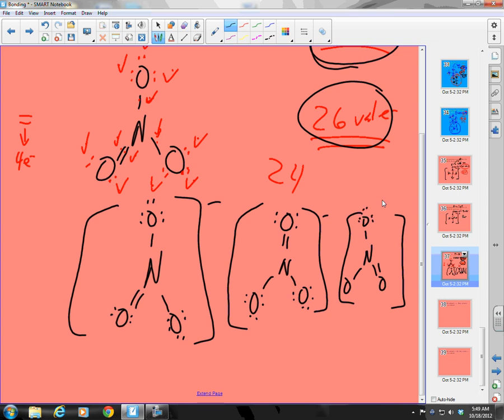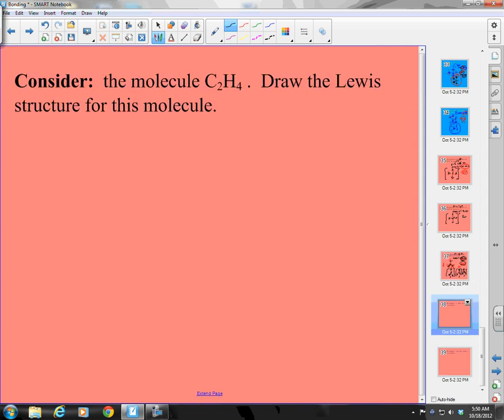Good. And so you really could choose any one of these. If we were going deeper into chemistry, we'd say that nitrate is a resonance structure, but we won't go there. Either one of these would be considered a correct Lewis structure if someone just says, hey, draw a Lewis structure for nitrate, and they don't tell you it's a resonance structure. Okay, good. Here you go.